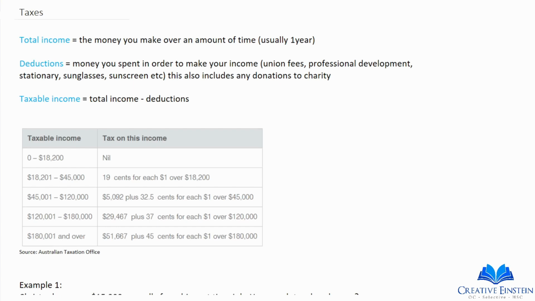Now below that, we've got our tax table. So this is a tax table for 2020 to 2021 from the ATO. So if you make between $0 and $18,200, you pay nothing in tax. And above that, you pay a certain percentage in tax. So let's work out some examples.